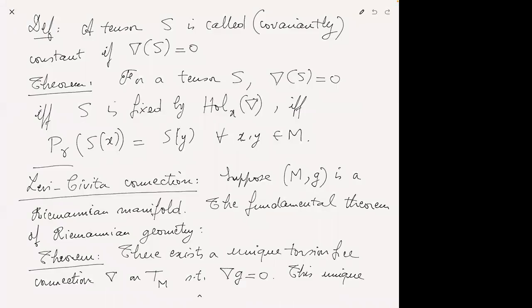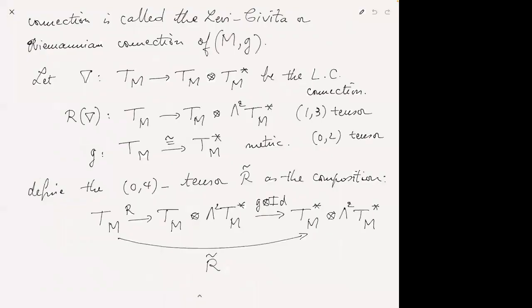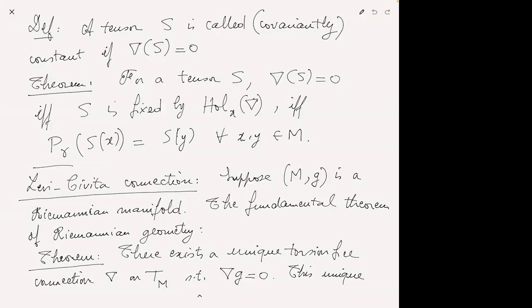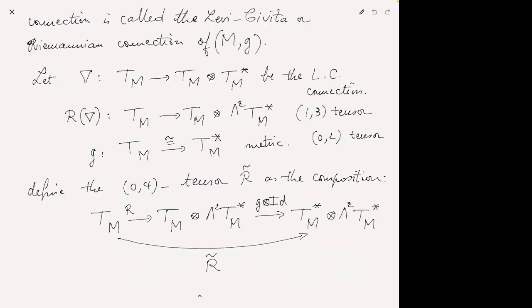Oh, here's Levi Civita. Oh yes, of course. Yeah, right. Okay. And okay, this is again the Levi Civita. So let's recall the Levi Civita is a special connection, right? Which is associated uniquely to the metric, and it satisfies this Nabla G equal to zero, and it's torsion free. And then the curvature of the Levi Civita is like this, right?